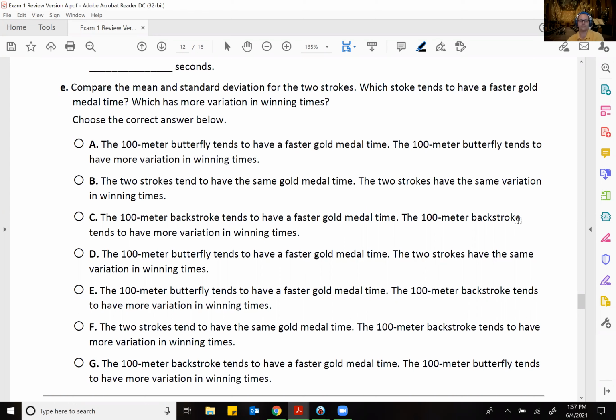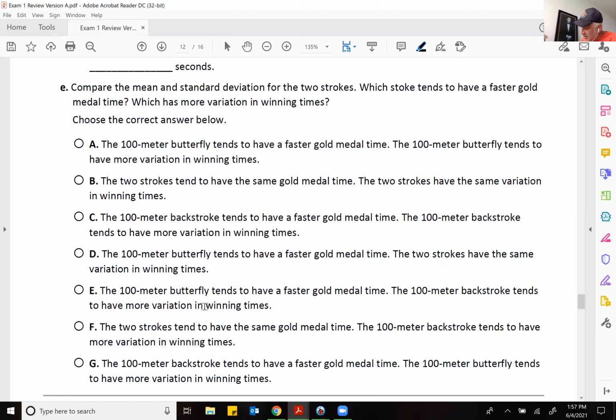So which answer is that? E. B? No, E. E? So E says the butterfly tends to be faster. Okay, so far so good. The backstroke tends to have more variation. Perfect. So part E is E. Any questions on that one?